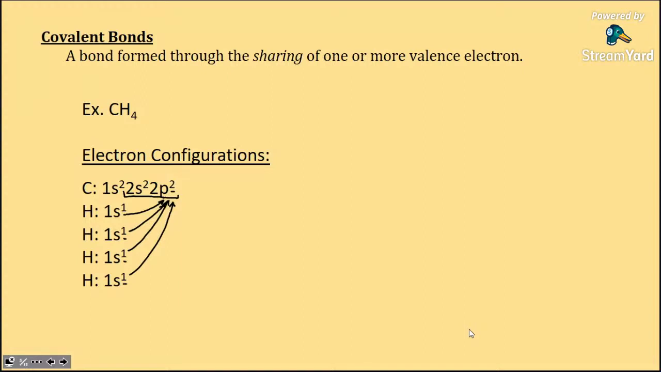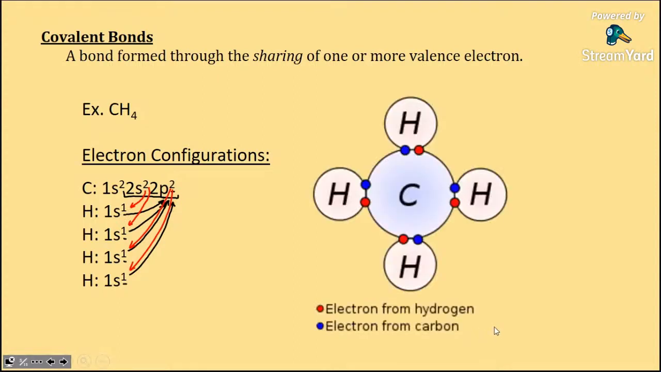But each hydrogen doesn't want to give up its 1 electron, because hydrogen wants to have 2 valence electrons so they can have the noble gas configuration of helium. So the better idea is for hydrogen to share its 1 electron. Each hydrogen shares its 1 electron with carbon, but then carbon also shares its 4 electrons between these 4 hydrogens. And when that happens, this is what you get.